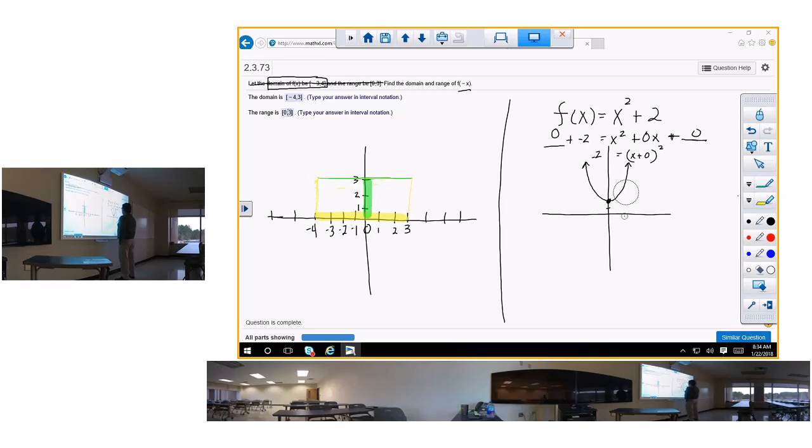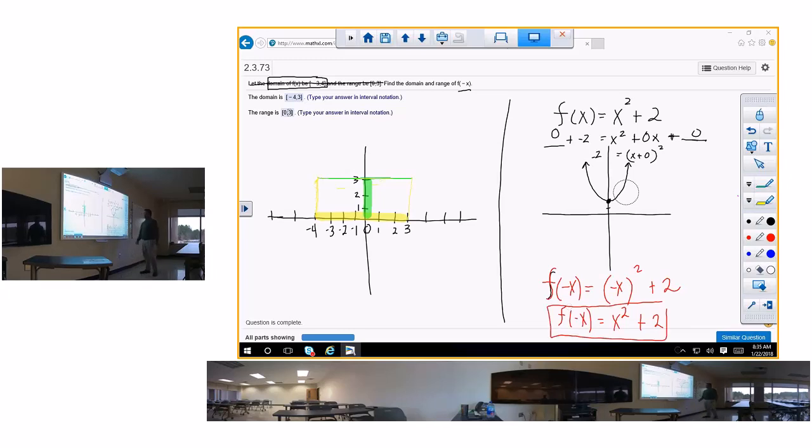All right, now let's put a negative in there, and let's see what happens. F of negative x is equal to parentheses squared, and plug in a negative x plus 2. And we get f of negative x is equal to x squared plus 2, because if you take negative x and you multiply it, you get x squared. So it doesn't really change the domain and range with this function either.